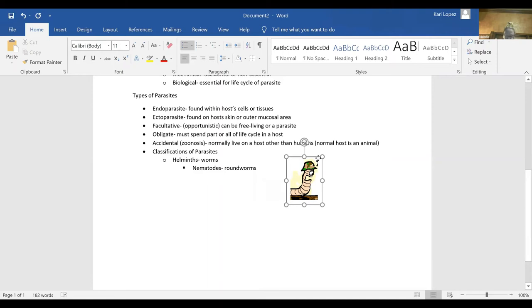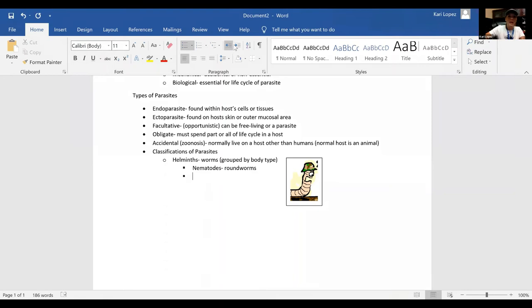So let me put that here. Helminths, worms, they're grouped by body type. So your nematodes are your round worms. The way I remember that one is nema is round. I just kept telling that to myself over and over. But if you have a better way, feel free to shout that out. So nematodes are your round worms.